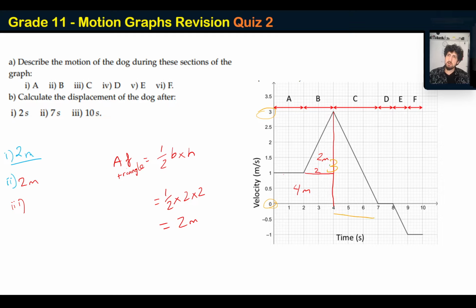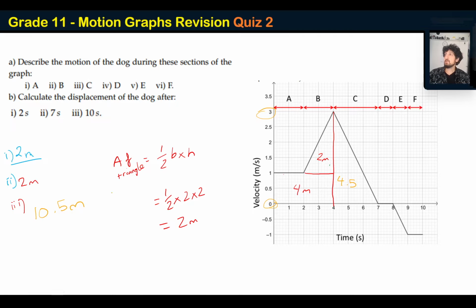And what about the base? The base is also 3. See, 4 to 7. 7 minus 4, it's 3. So 3 times 3 is 9, but then you've got to cut it in half. Don't forget to cut it in half. So that's going to be 4.5. Okay? 4.5. And so the total displacement is going to be 4 plus 2, sorry, which is 6, plus 4.5, which is 10.5 meters.